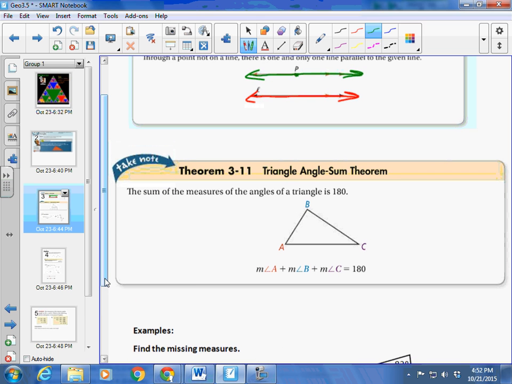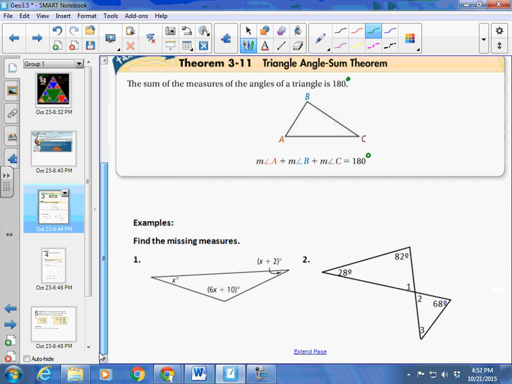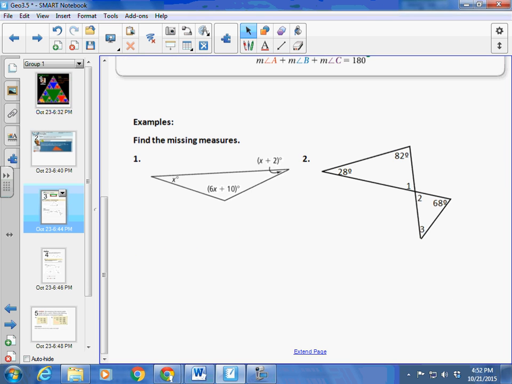And then theorem 3-11, this is your 11th theorem. It's called the triangle angle sum theorem, and this is something you definitely have known already, but it is a theorem. The sum of the measures of the angles of a triangle is 180 degrees. So the measures of angle A, B, and C would add up to 180 degrees. Let's see what we can do with those theorems, particularly the second one.